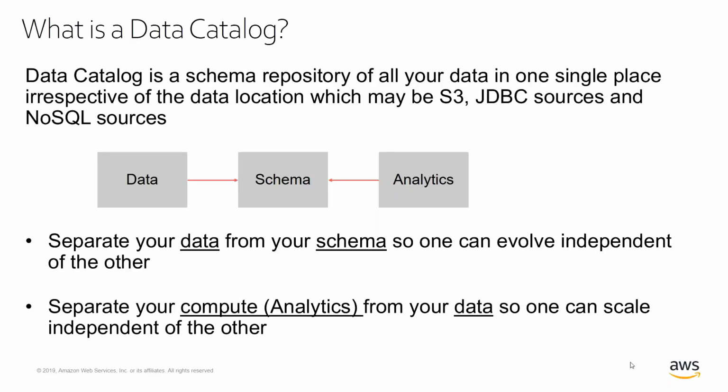So data stays where it is. Schema is disconnected from the data. So these are three separate blocks. Data stays where it is. Schema is separate from the data, and it is put in a centralized data repository. And analytics is the third layer, which you can bring on top of the schema. So each block, each layer is independent of each other.